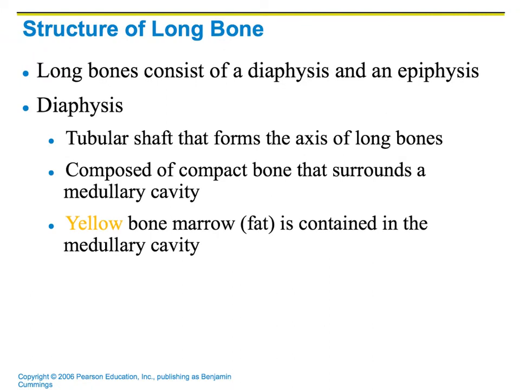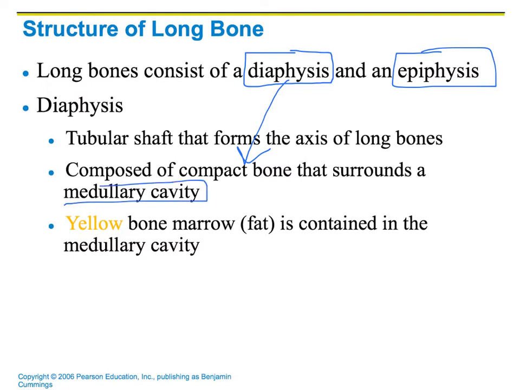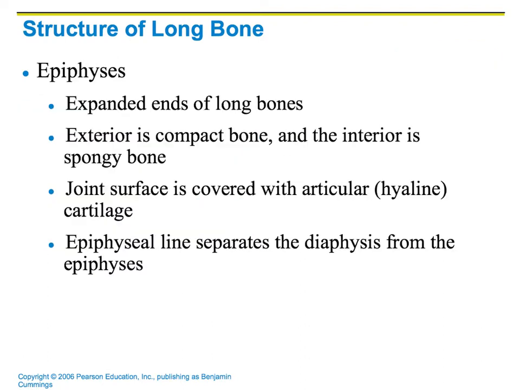The basic structure of a long bone, such as your humerus, consists of a shaft and two epiphyses, one on either end. The diaphysis is made primarily of compact bone. Within that compact bone is a medullary cavity, and within that cavity is yellow bone marrow, which contains fat. In the epiphysis, you see spongy bone, and that spongy bone contains red marrow.